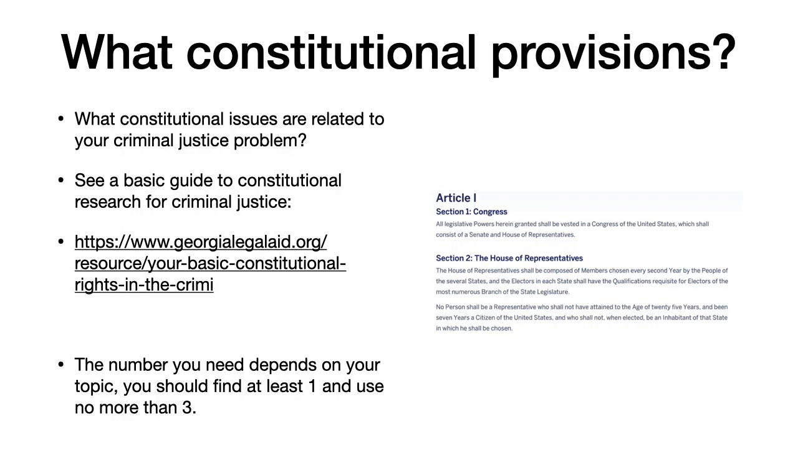You want to think about what the constitutional provisions are. You'll need to find at least 1 and no more than 3. And usually if it's a criminal justice problem, we're talking about the 4th Amendment, 5th Amendment, 6th Amendment, 8th Amendment, or the 14th Amendment, to give you a heads up.